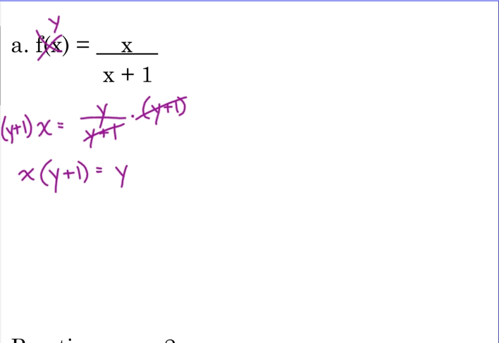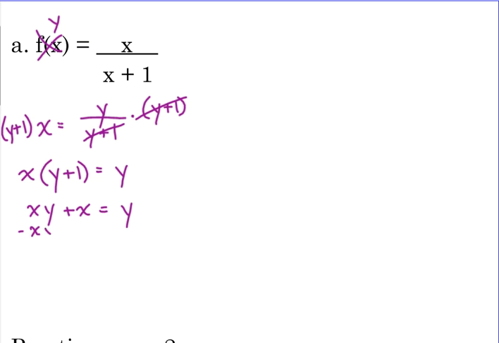What am I thinking? Maybe I am going to multiply it out. Yes, I do need to multiply it out. I'm sorry. Distribute the x: xy plus x is equal to y. The reason why I need to multiply it out is because I need all my y's on one side. Right now they're on both sides, and there was no way to fix that. So I need all my y's on one side.